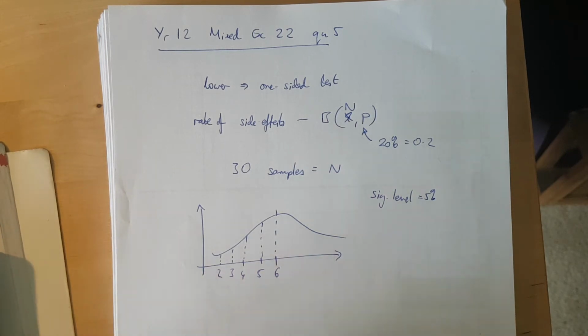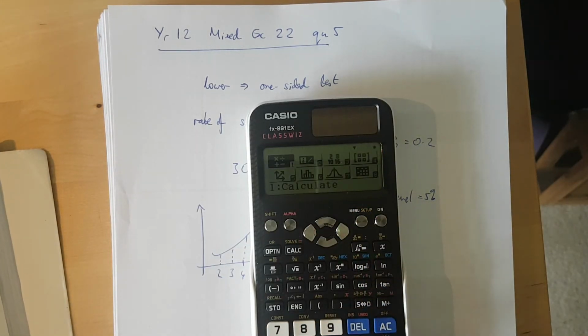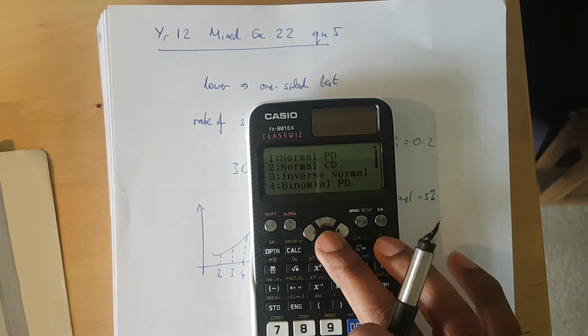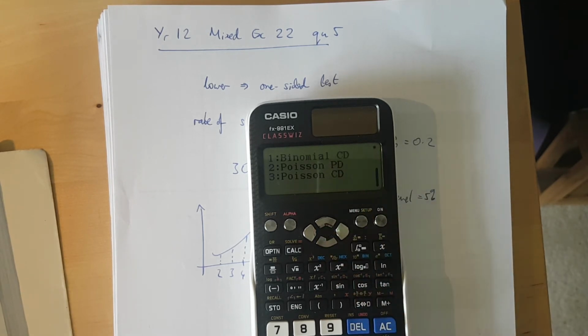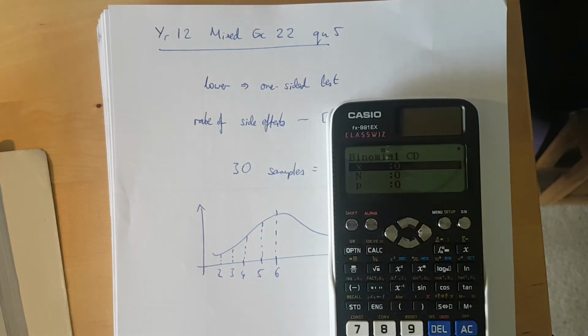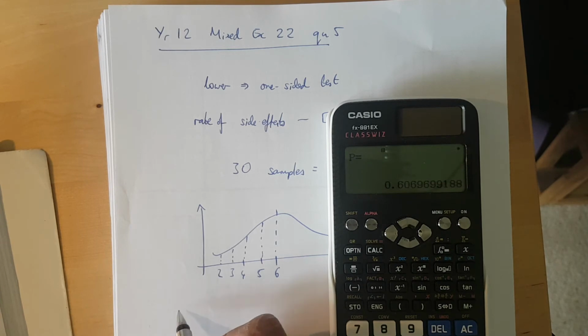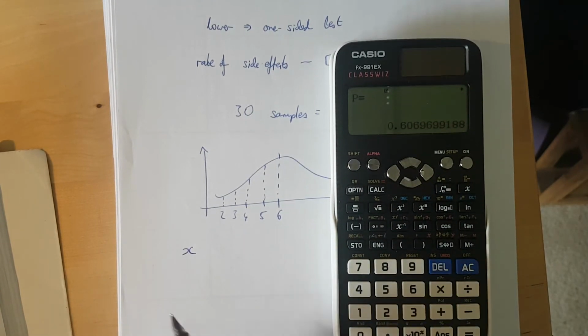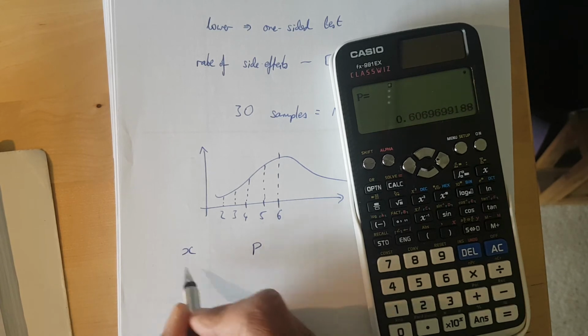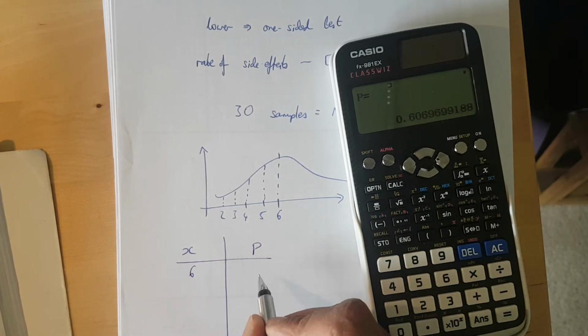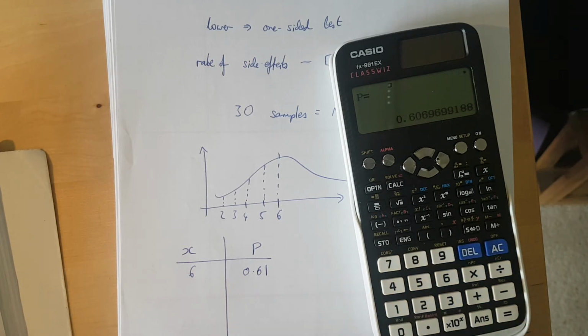So let's see what happens when I do that. So I go to my calculator and I go to number 7, which is my statistics bit, and go to my binomial CD. I'm looking for a variable, and let's see what happens with each of these x values. Well, let's start with an x of 6 just to see what happens. My n value will have 30 samples and my probability is 0.2. I put those values in, and when x is 6, I get 0.61 or so.